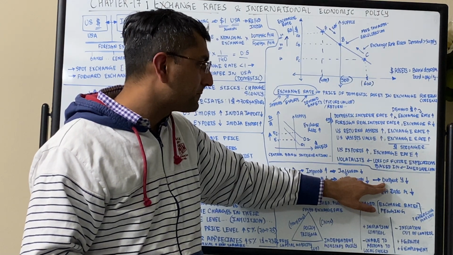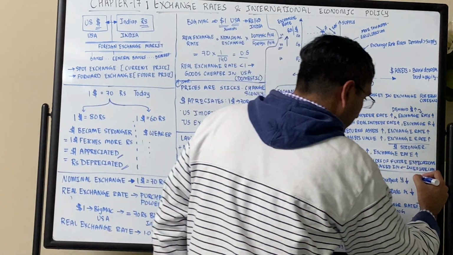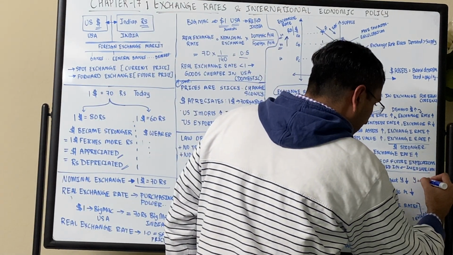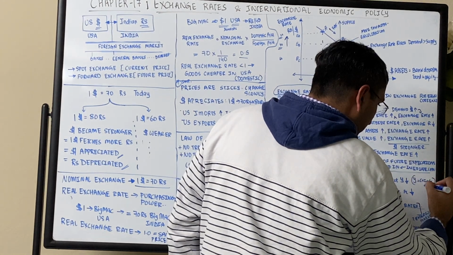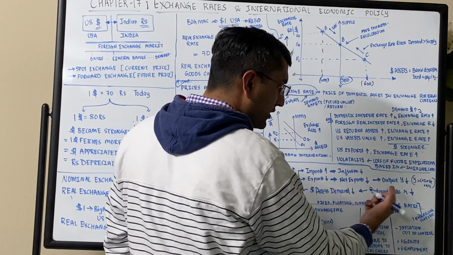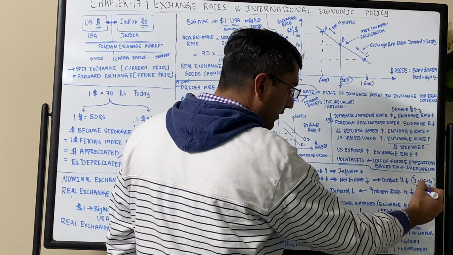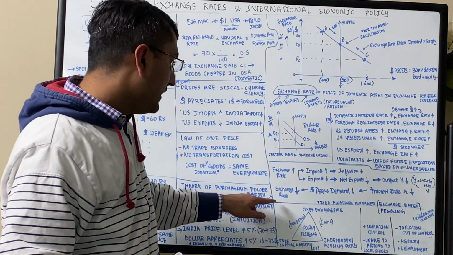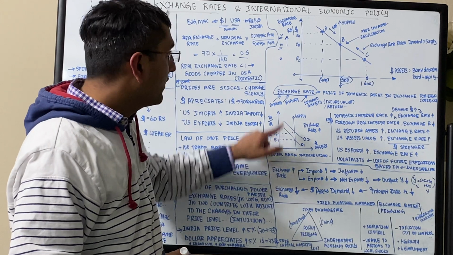Remember this piece? We had this equation, Y = C + I + G + NX, right, from the previous videos. So if NX goes down, my exports go down, my output goes down, because they're in this equation. Similarly, now when my exchange rate is going up, right?